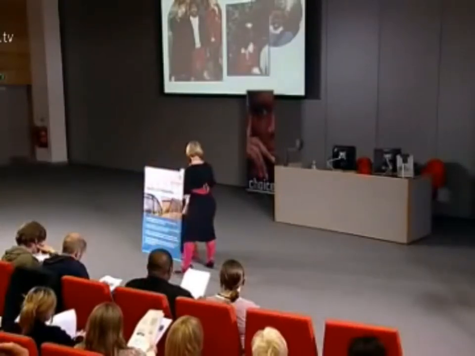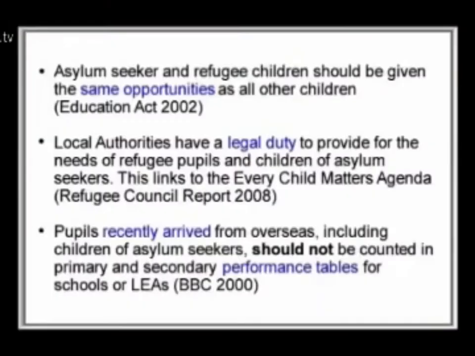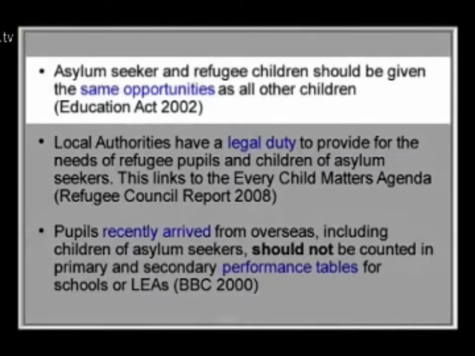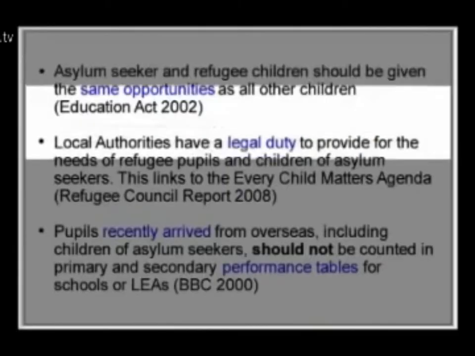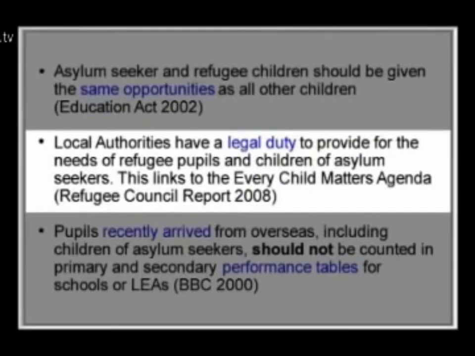He needs to share how he feels. And when he's got a grasp of that language, then maybe we can support his emotional needs. So asylum seekers, we need to be aware of the Education Act 2002. Asylum seekers and refugee children have the same rights to an education as native-born British speakers. They should be given the same opportunities. So it's a legal duty for local authorities to support these children and provide safety and education.